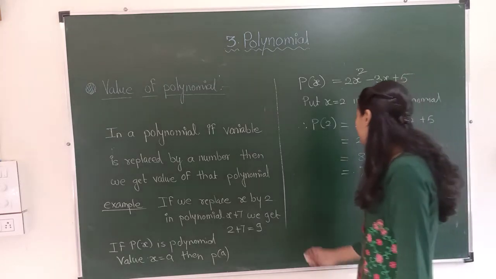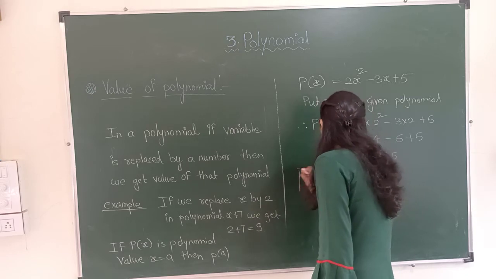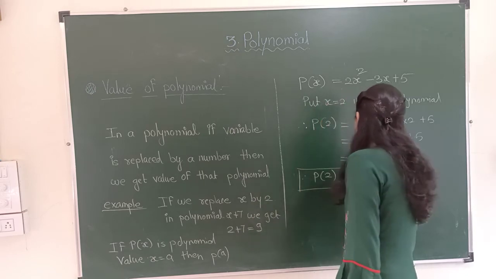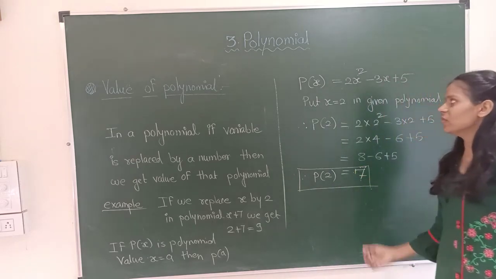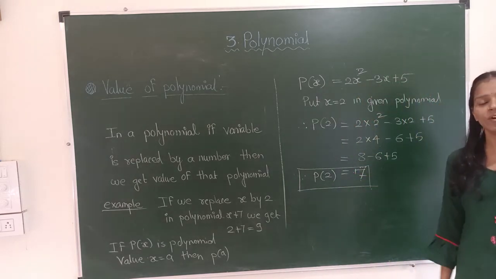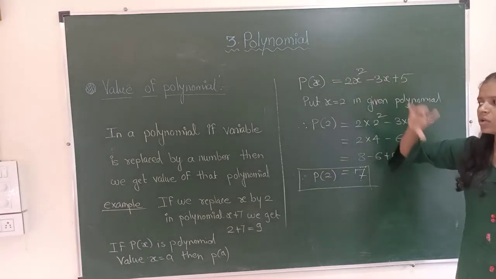P of 2 is equal to what? P of 2 is equal to 7. So answer is 7. Here we got the value P of 2 is equal to 7. Okay, so 7 is the value for the given polynomial P of x. Are you getting, friends, how to solve this? Okay, value of polynomial is what?